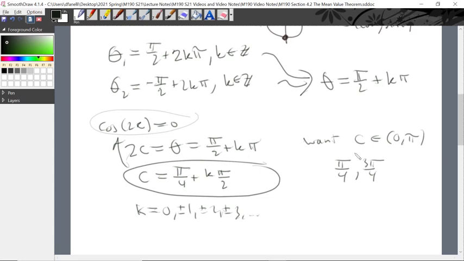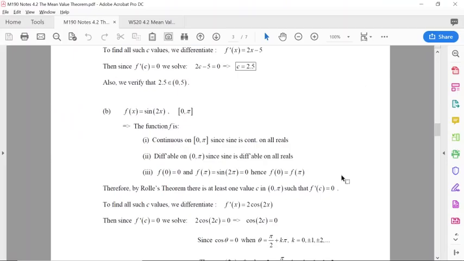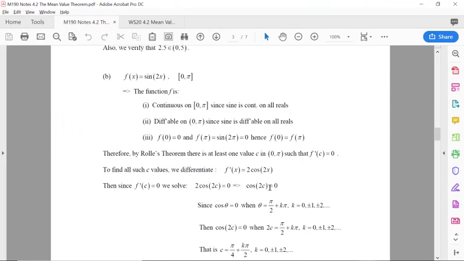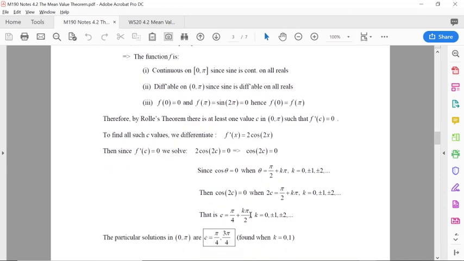Okay? These are the only two values of c that satisfy that the derivative of the original function is equal to 0 and where we are contained within this open interval. So these are the solutions that we have from the type notes: pi over 4 and 3 pi over 4, the values of c.